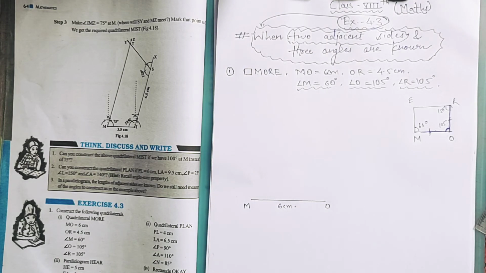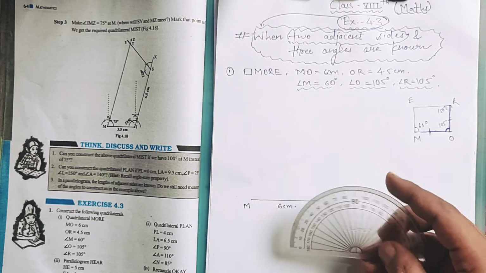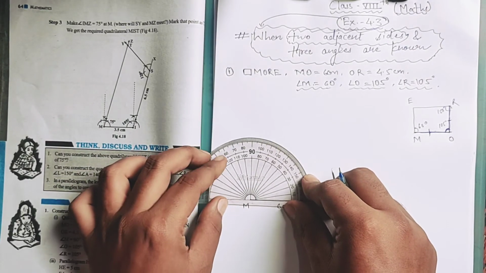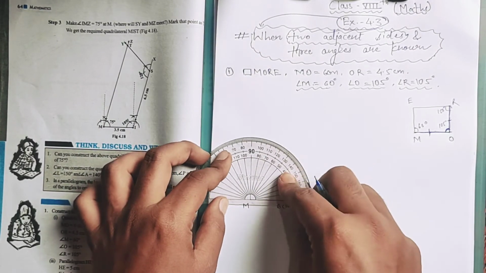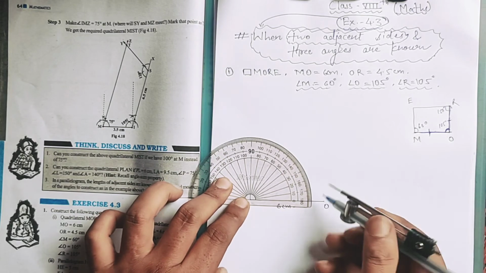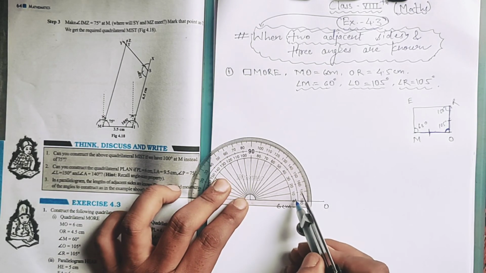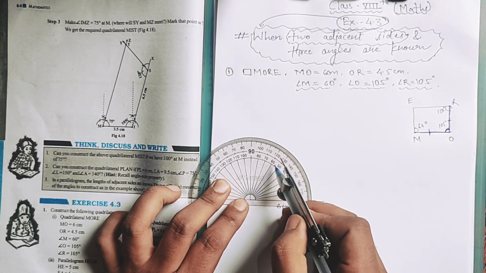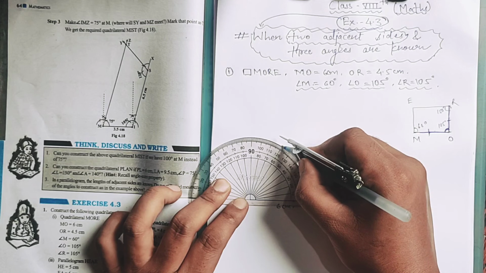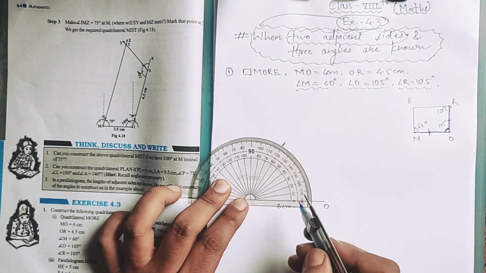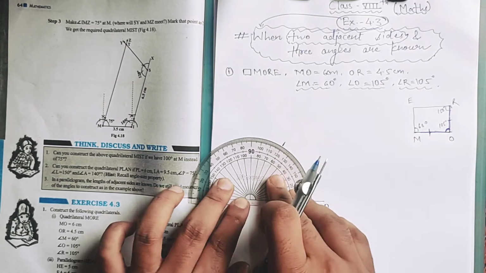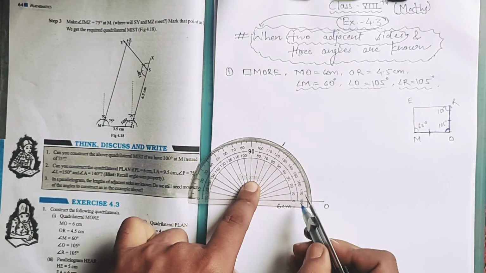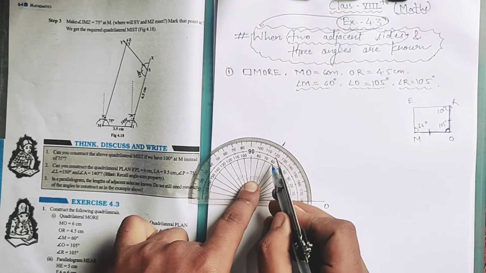Okay, now with the help of protector we have to construct an angle of 60 degree from point M. So put the protector at point M and start counting from there: 0, 10, 20, 30, 40, 50 and 60. 60 is there, so we are making an angle of 60 degree there. This is not 120 degree, because if we started counting from that side then there would be 120 degree, but we started from this side, so this is the 60 degree angle.